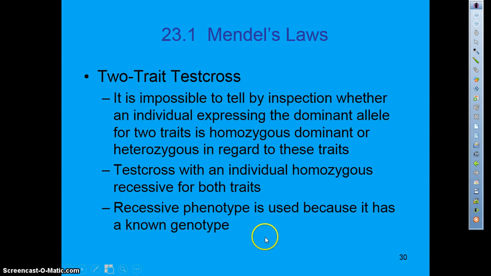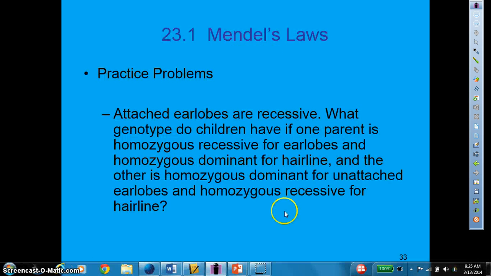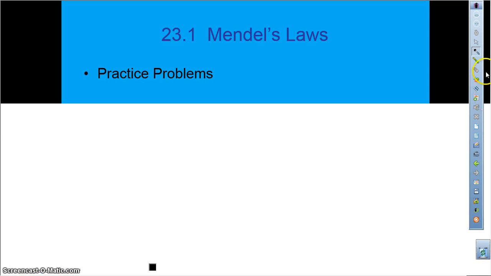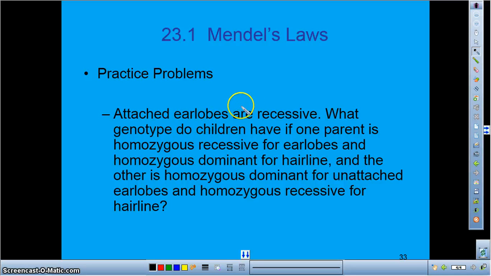All right, it's not possible to tell by inspection whether an individual expressing the dominant allele is homozygous or heterozygous. So we do a test cross to find out if they're homozygous or heterozygous. Okay, let's look at this example. It says we have attached earlobes that are recessive. So what genotype do children have if one parent is homozygous recessive for earlobes and homozygous dominant for hairline, and the other is homozygous dominant for unattached earlobes and homozygous recessive for hairline?